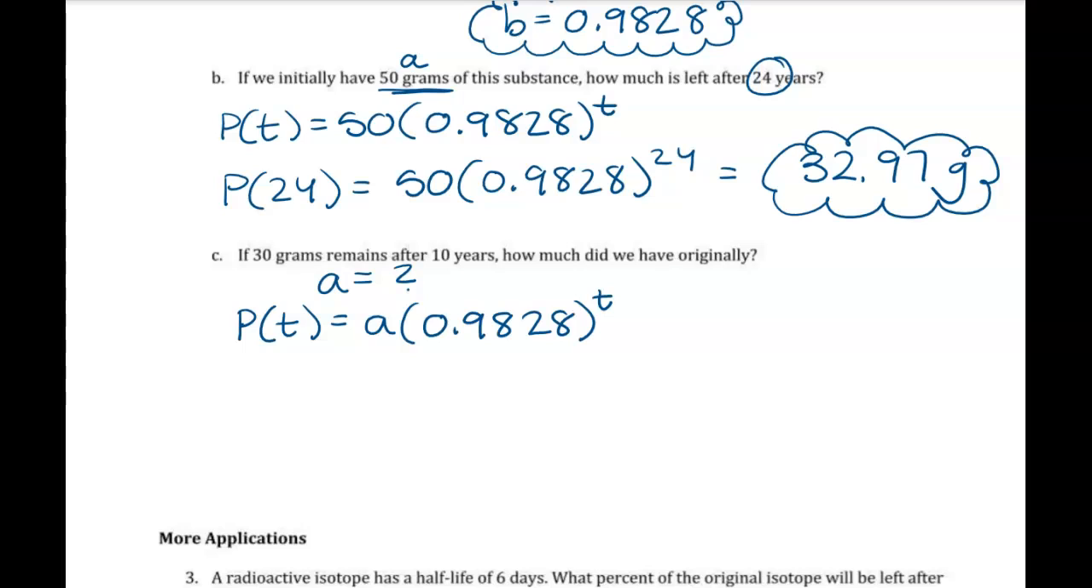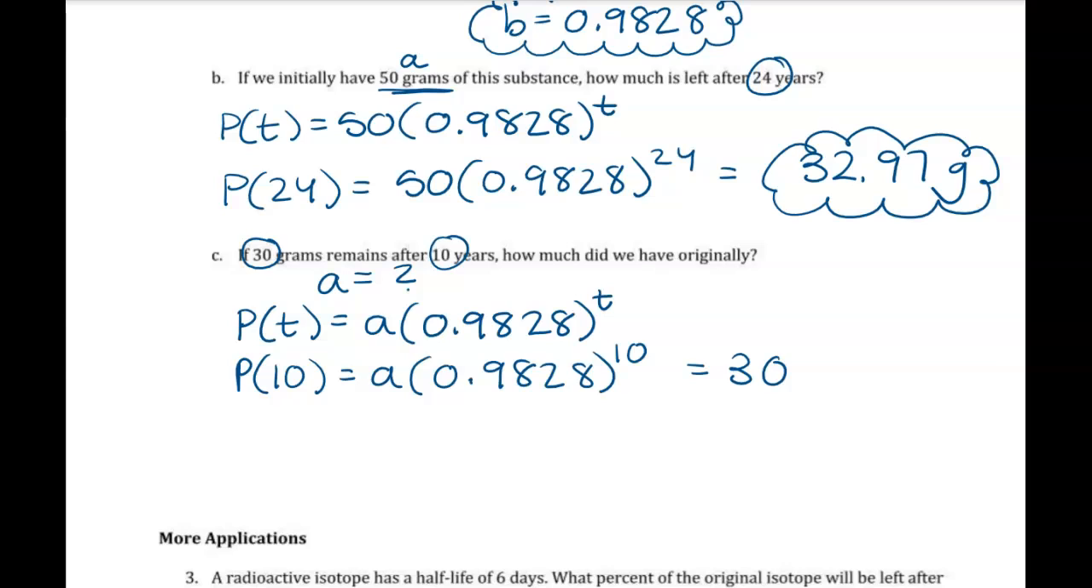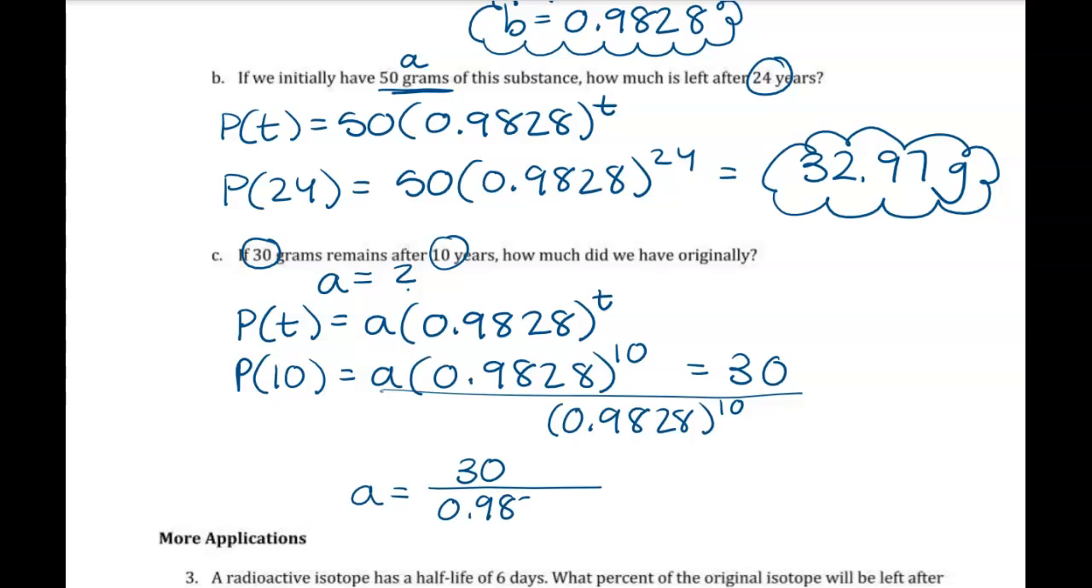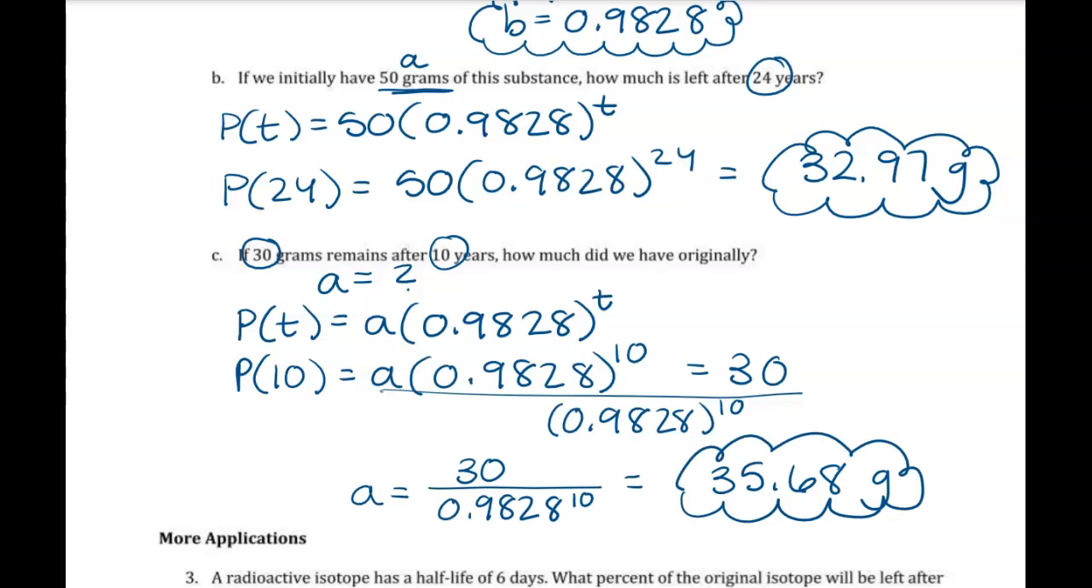And to do that, if 30 grams remain after 10 years, that would be that P of 10 equals a times 0.9828 to the 10th, and that equals 30 grams. And if we divide both sides by 0.9828 to the 10th power, whatever that is, our a will just be 30 divided by 0.9828 to the power of 10, which is 35.68. I skipped a step. So 35.68 grams. So that would be our a in part C.